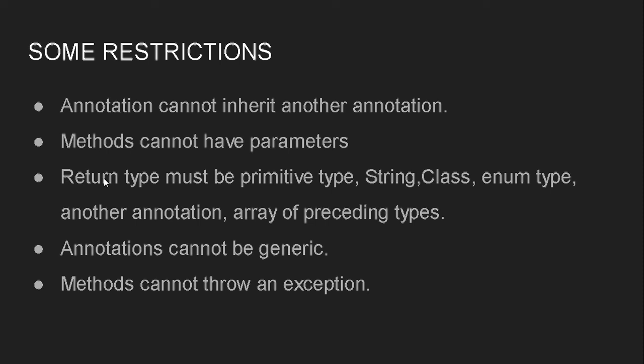Then after that, the return type must be primitive. I'm talking about the return type of the method which is defined in the annotation. For example, I was talking about that int value a couple of minutes ago. What was the return type of that method? The return type was int. So this restriction is saying that the return type has to be int. It can be String. It can be Class.